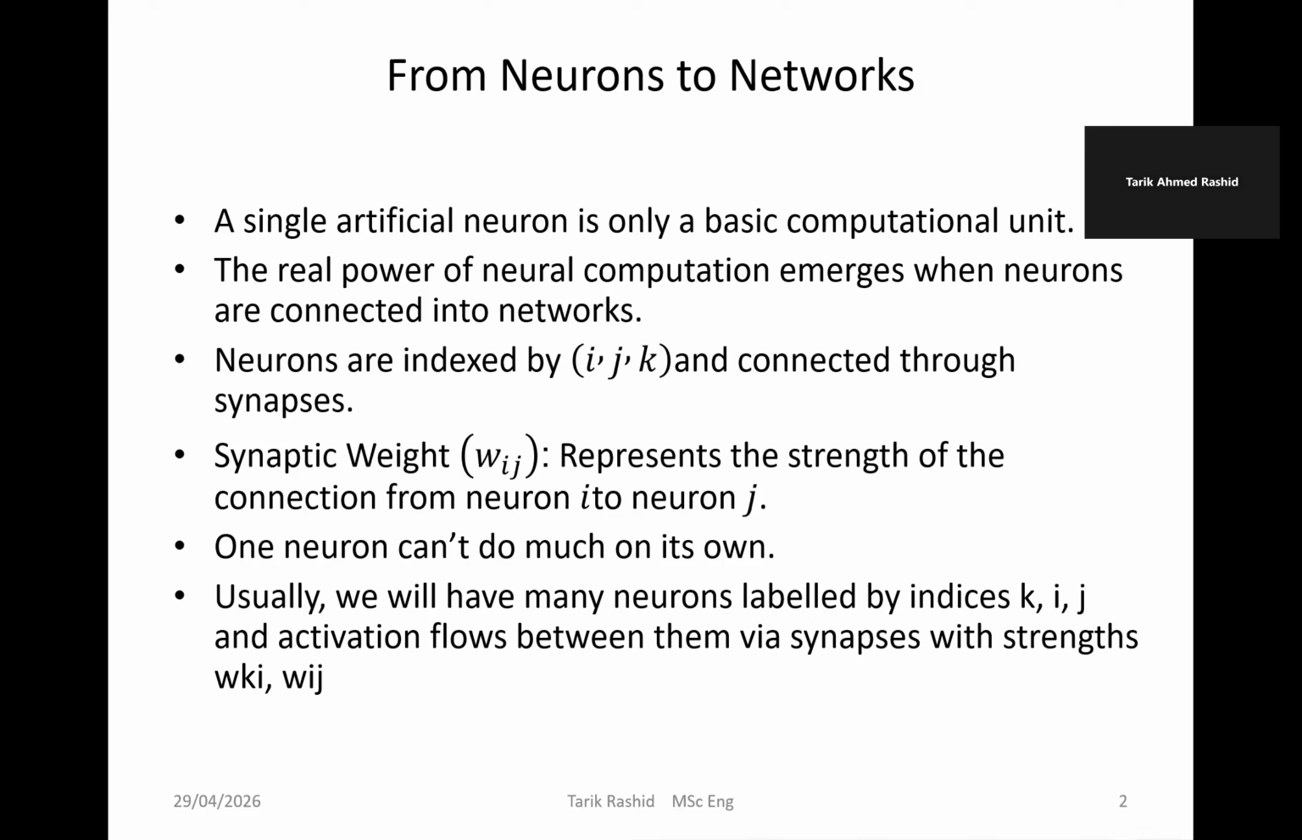Neurons are indexed by I, J, K for each layer, input, hidden, and output layer, respectively, and connected through synapses. Synaptic weight represents the strength of connection from neuron I to neuron J. One neuron can't do much, as we said. Usually, we will have many neurons labeled by indices K, I, J, and activation flows between them via connection weights.